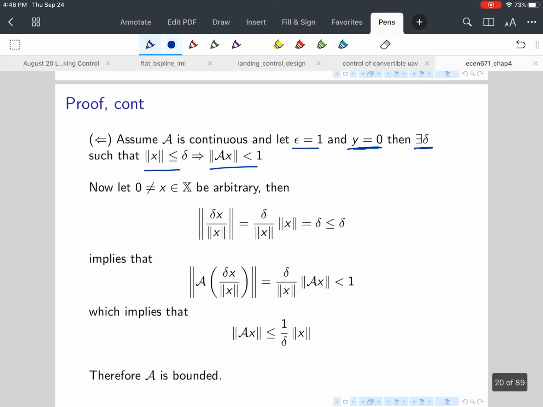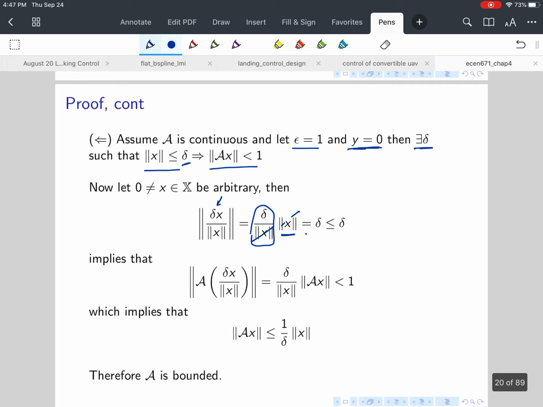Okay, so if we let x be some arbitrary vector in capital X, then when we multiply by this particular delta, so this is a number times x, the norm of delta times x divided by the norm of x. Delta over the norm of x is going to be a positive number, so we can pull that out. And then what we're left with, by the properties of a norm, is the norm of x.